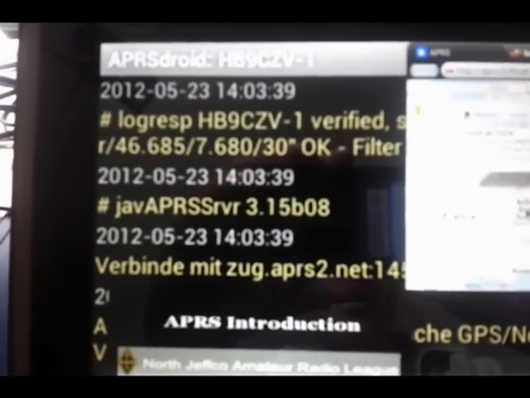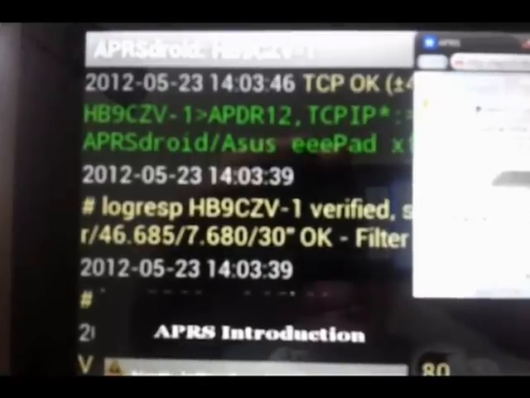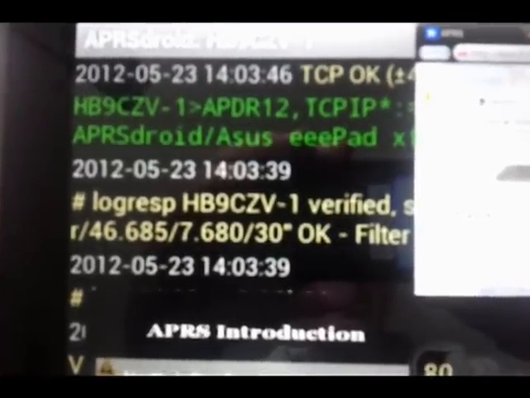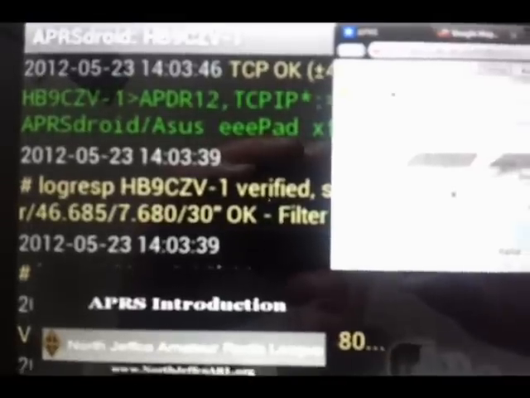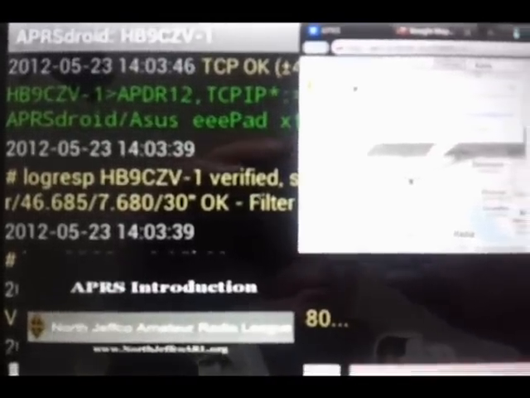Today we'll be discussing APRS, its history, its uses, and I will provide you with some basic information so you can set up your own APRS station. So to start, let's make sure everyone understands what APRS is.